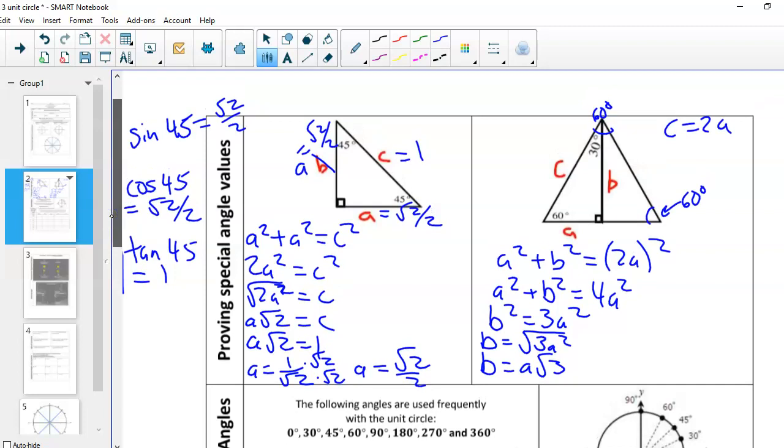Now we'll come back to that. We know from our unit circle that the radius is 1, so if I now say that this value is 1, I can solve for a. So a would be 1/2. Using that a value, I can now solve for b.